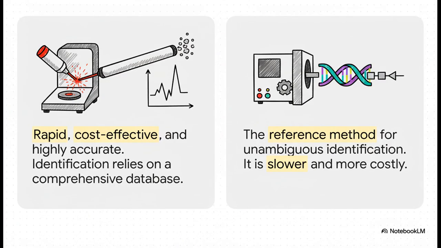Today, of course, we have a much better toolbox. For our routine work, MALDI-TOF is the workhorse. It's fast, it's accurate, and it's the reason we're even having this conversation. But for those really tricky isolates or for research, we still have the gold standard, 16S rRNA sequencing. It's slower, it's pricier, but it gives you the definitive answer.